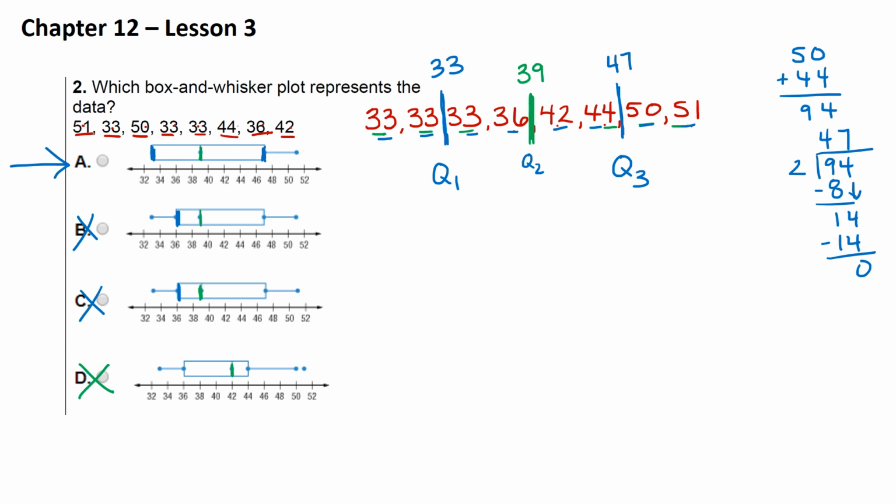Now, the minimum is 33, and here we have 33 as a minimum. And our maximum is 51, and we have 51 as our maximum. So answer choice A is correct.